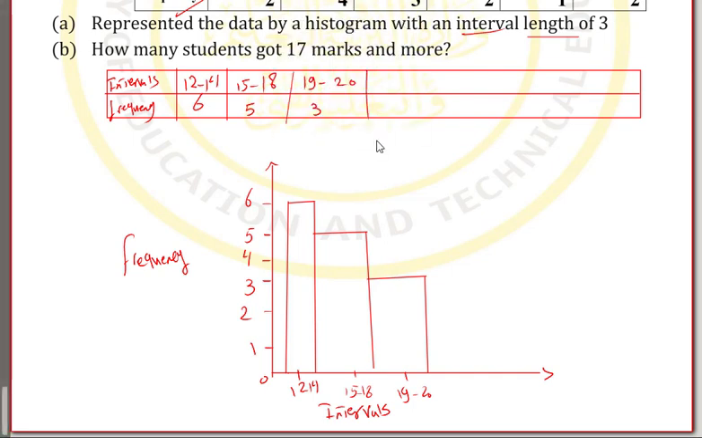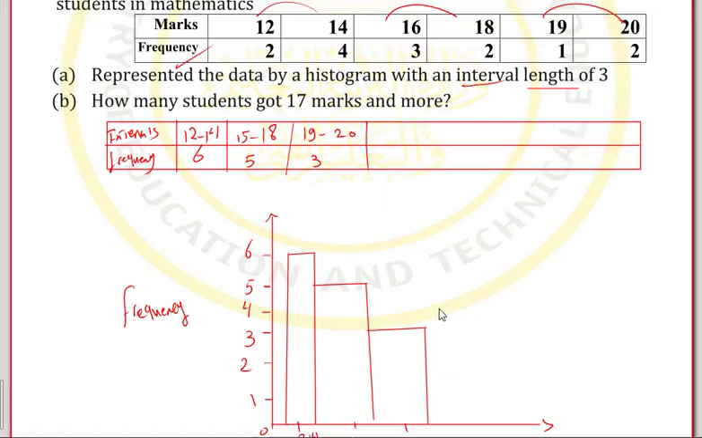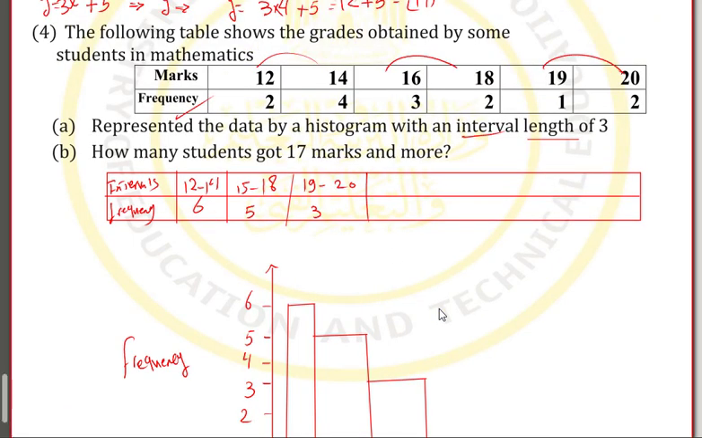He wants to know how many students got 17 marks and more. 17 marks and more, so we can get it from the graph or we can get it from the table. 17 and more, 17 is after 16, so we can take it from here. So 2 plus 1 plus 2 is 5 students.